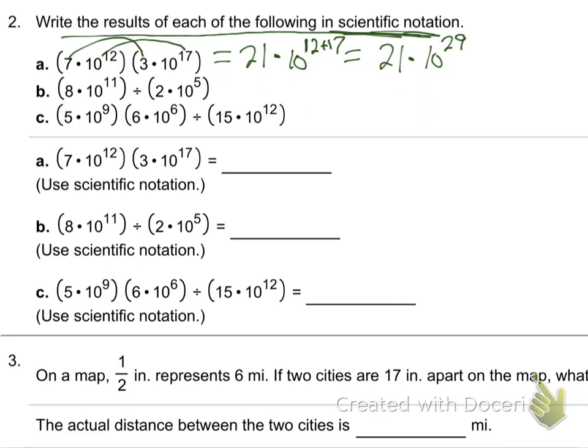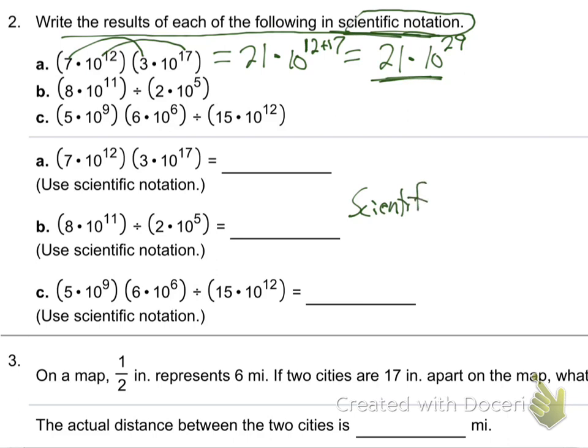Now, are we done there? Is that the answer? Well, no, actually it's not. Why not? This is not scientific notation. It's the correct multiplication, but we have to change the form to be in scientific notation. Why? Because that's what they said, right? They said, write your answer in scientific notation. Why is that not scientific notation?